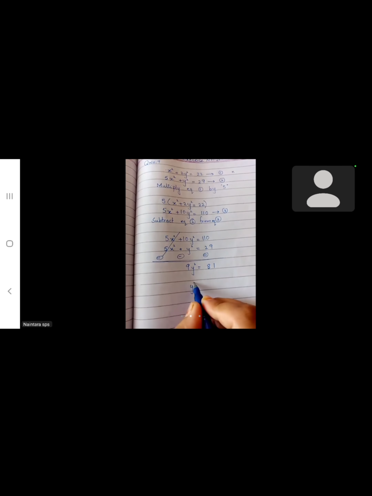Now 5 minus 5 is 0. 10 minus 1 is 9y square is equals to 110 minus 29 will be 81. Is it clear? Yes, ma'am. Okay. So from here we can say that y square is equals to 81 divided by 9. This 9 times 9 is cancelled out. y square is equals to 9, but we actually need the answer for y.